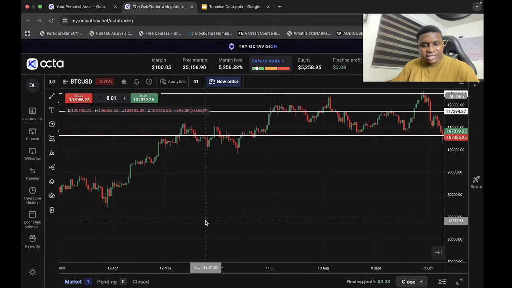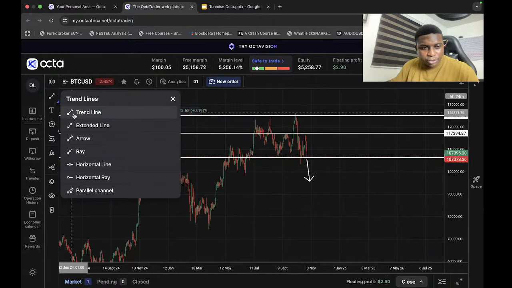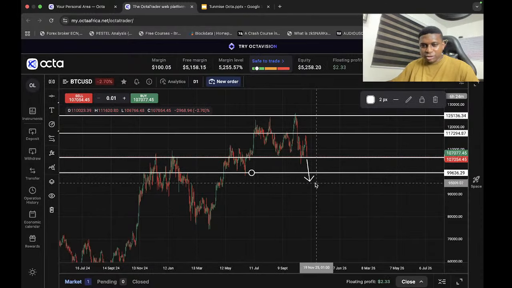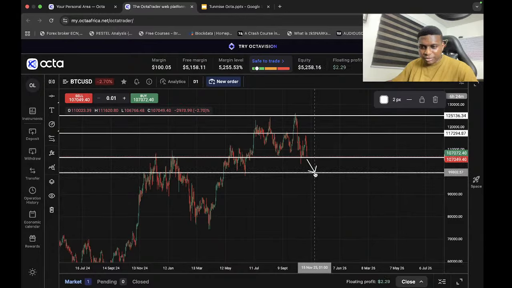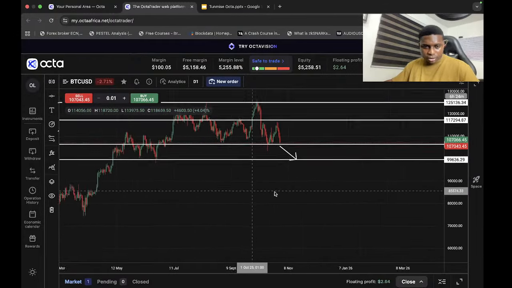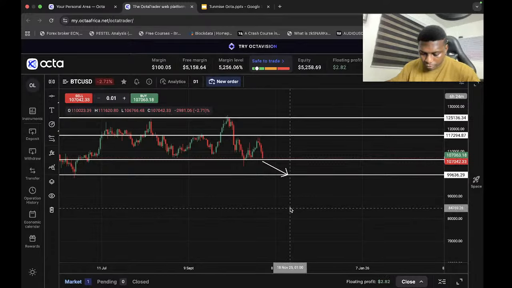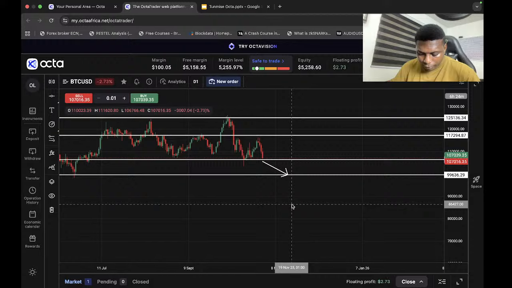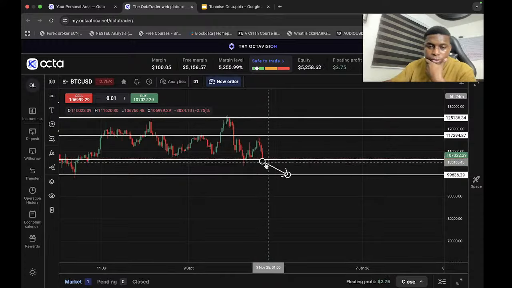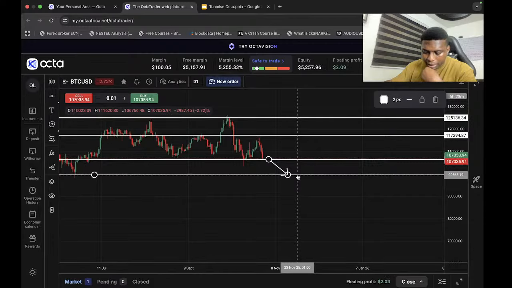Where is the next resistance zone now? Let me fetch the next support zone. Okay, the next support zone is at the 100k, 99k mark. That's what the next support zone is. So the next support zone would most likely be at the 99k mark.